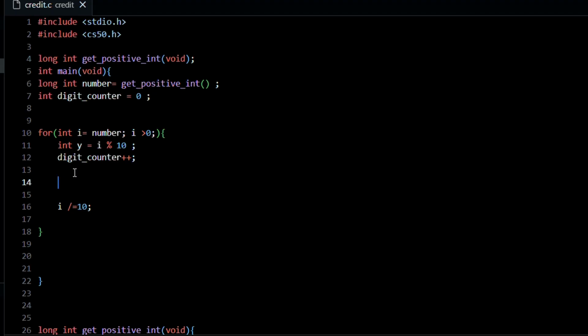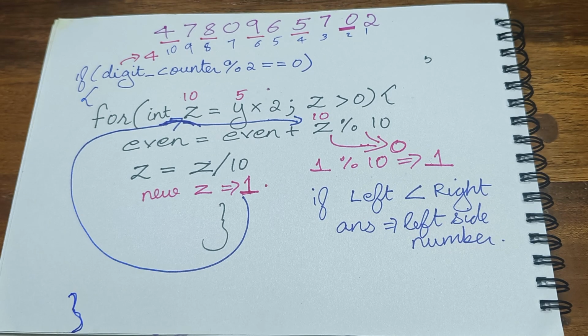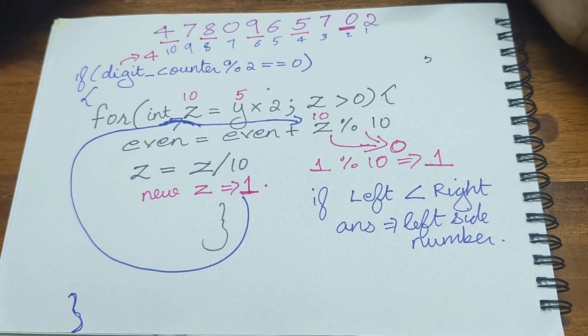The next step is to find every other number starting from the second digit. How might we do this? We have updated the digit counter in order to do this. Okay, let's learn how we can split up the even numbers.